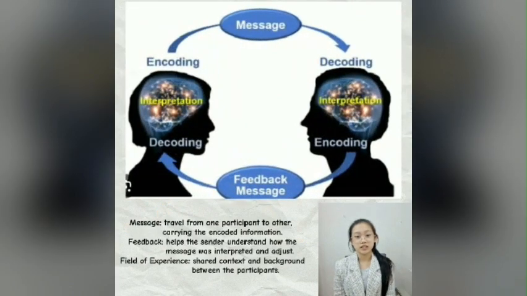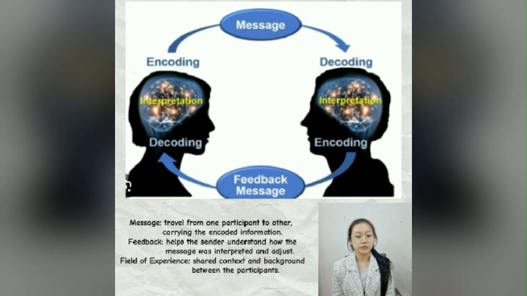Each participant alternates between these roles. The message is the central element of the communication. It travels from one participant to the other, carrying the encoded information. Feedback is a critical component. After receiving the message, the receiver sends back feedback to the sender. The feedback helps the sender understand how the message was interpreted and adjust if necessary.